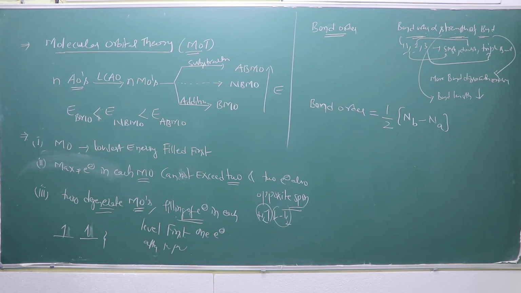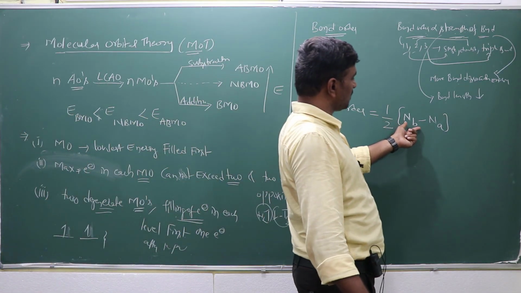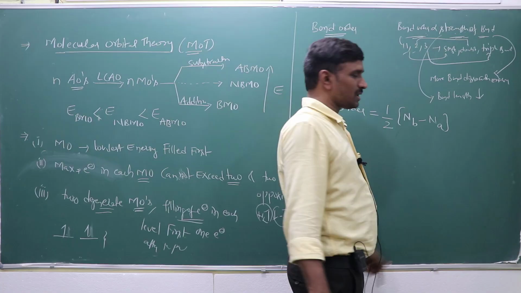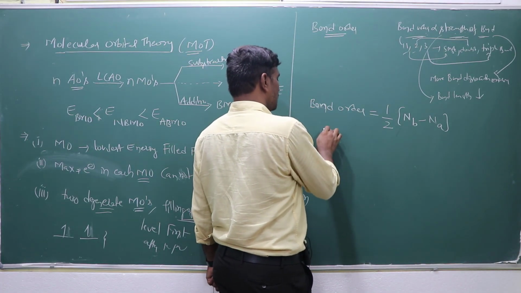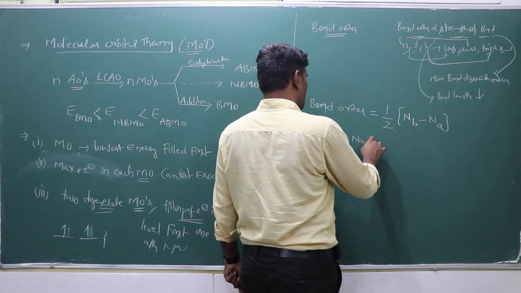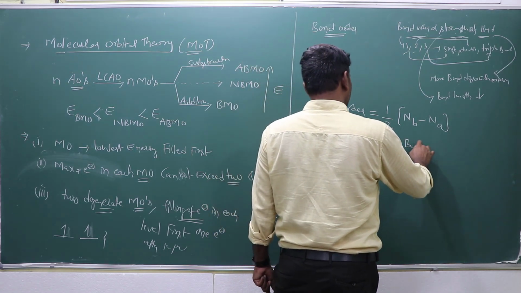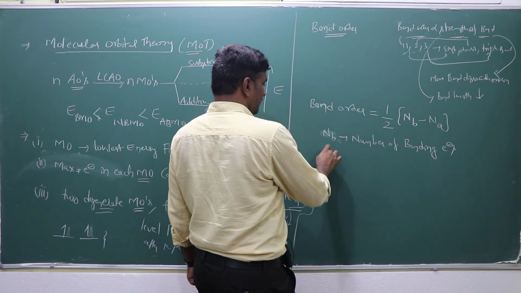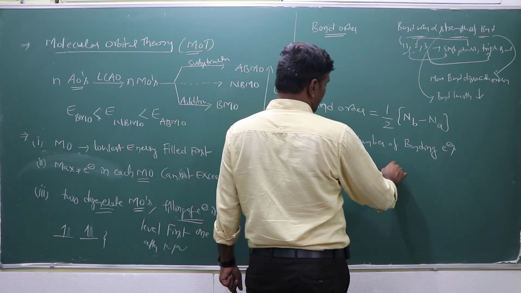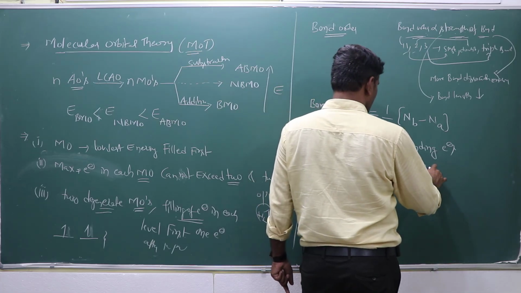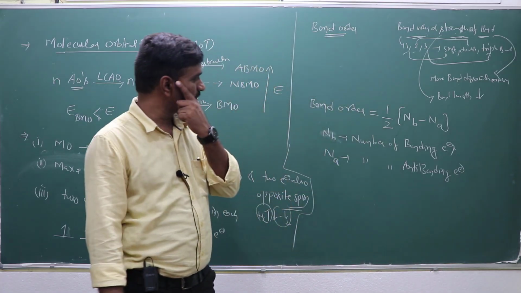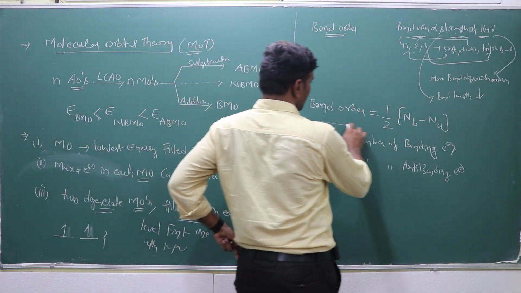So what is happening? Half the difference between the number of bonding electrons and the number of anti-bonding electrons. NB is the number of bonding electrons, meaning bonding molecular orbital electrons, and NA is the number of anti-bonding molecular orbital electrons. By using this, we can calculate the bond order.